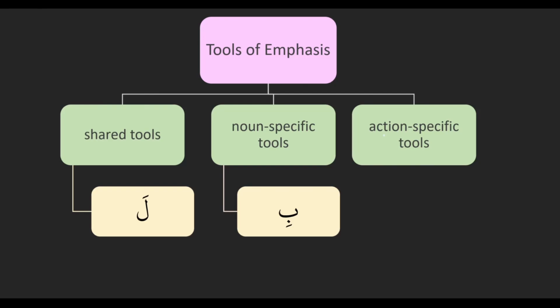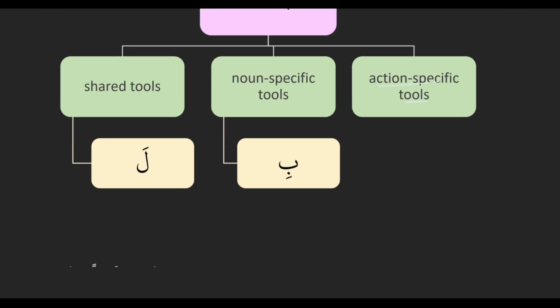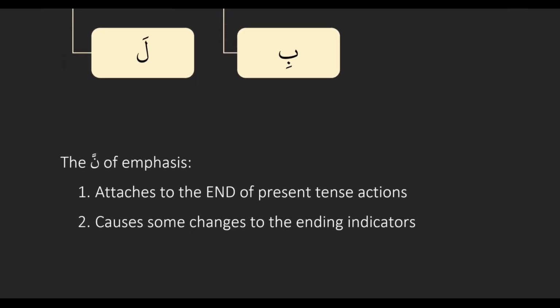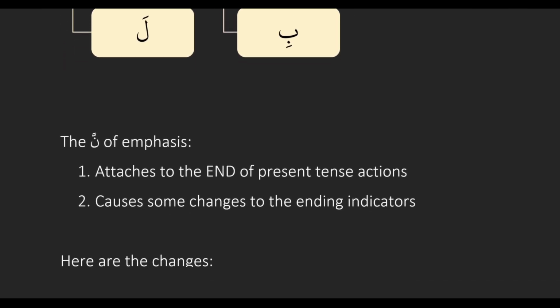On our last tool of emphasis, which is the action-specific tool of emphasis, meaning the tool of emphasis that only appears on actions. That is the noon of emphasis, specifically a noon with a shadda. A noon of emphasis attaches to the end of present tense actions. So only present tense? Only present tense and only the end.